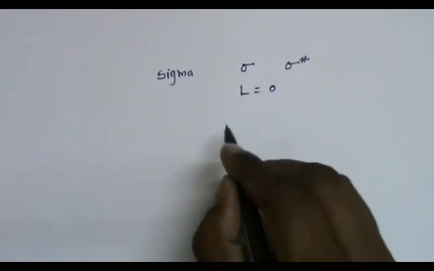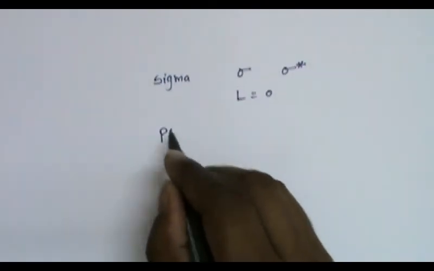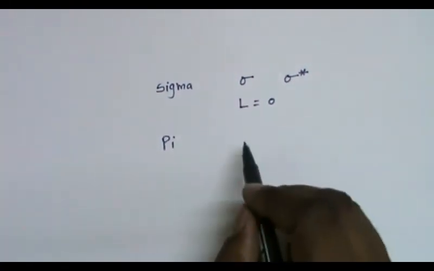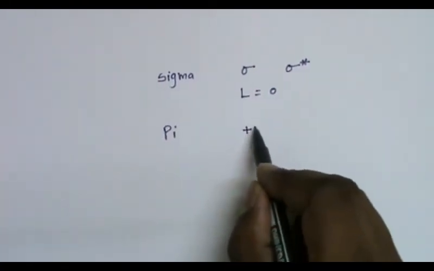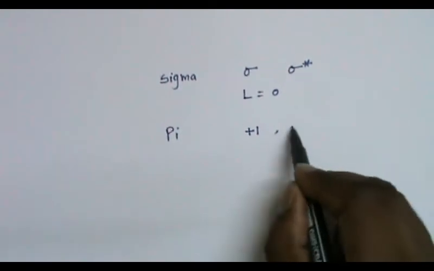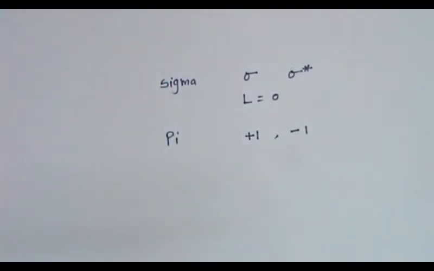If it is in pi orbital, the value may be plus 1 or minus 1. Generally, when you go for the molecular orbital, the pi orbitals are degenerate. So one orbital will get plus 1, another one will get minus 1. So if you know this, you can easily calculate the L value.